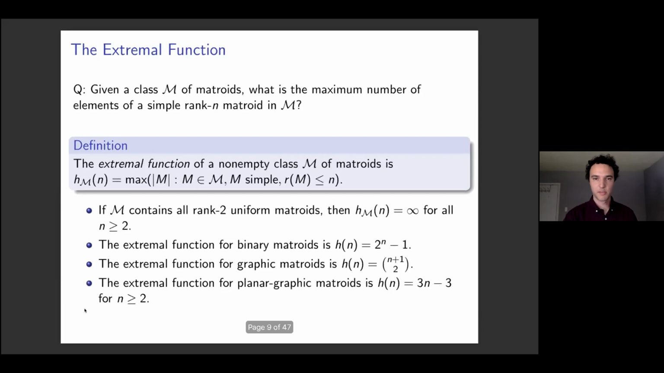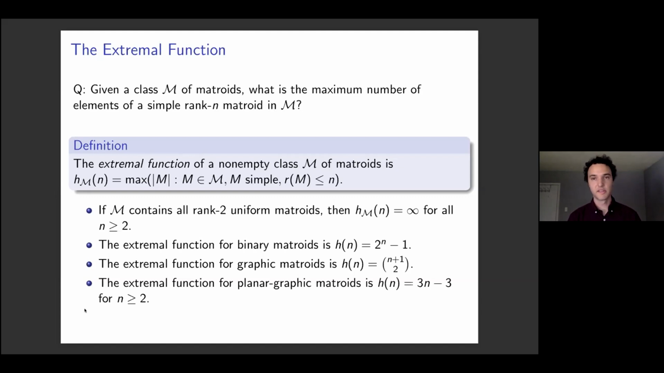And one last example, the extremal function for the class of planar graphic matroids is 3n minus 3, because a simple planar graph on at most n plus 1 vertices has at most 3n minus 3 edges by Euler's formula, and equality is attained by planar triangulations. So these are some nice examples of extremal functions, and these classes are all examples of minor closed classes of matroids.